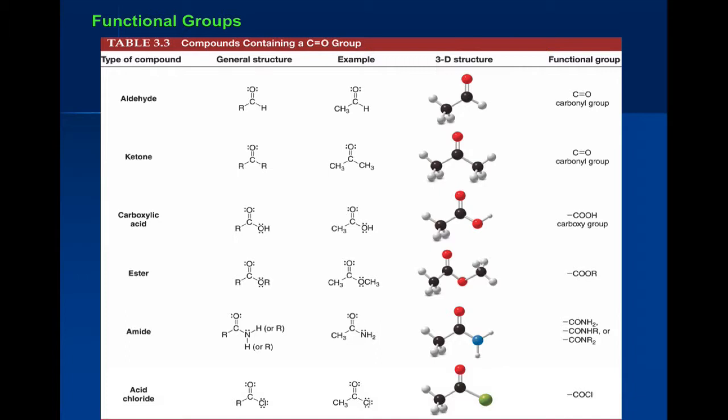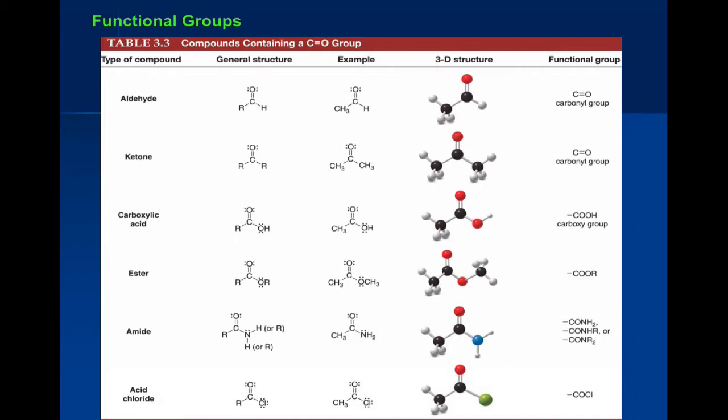Carboxylic acids. Looks like we have two functional groups here. It looks like we have a carbonyl and an alcohol, doesn't it? Kind of looks that way, but in fact, this whole thing is the functional group. It has very different chemistry from alcohols, okay? And so there's an example of acetic acid. It's a carboxylic acid. Where do we find acetic acid?